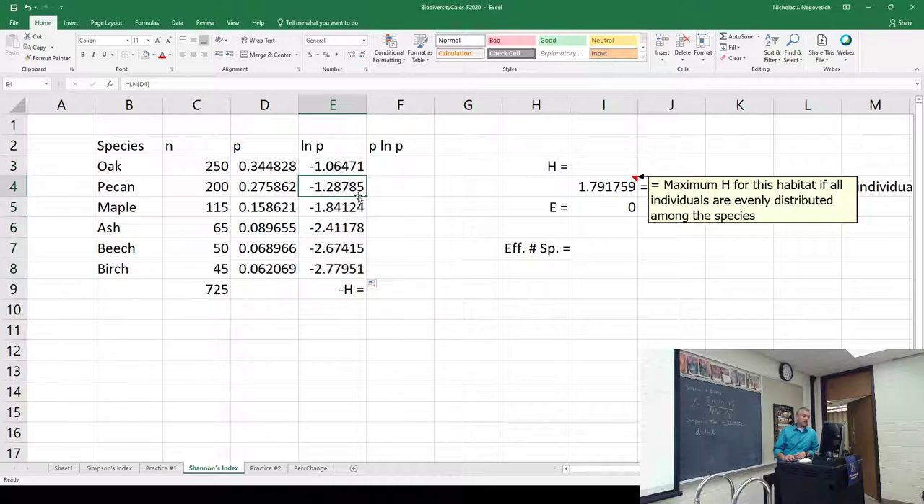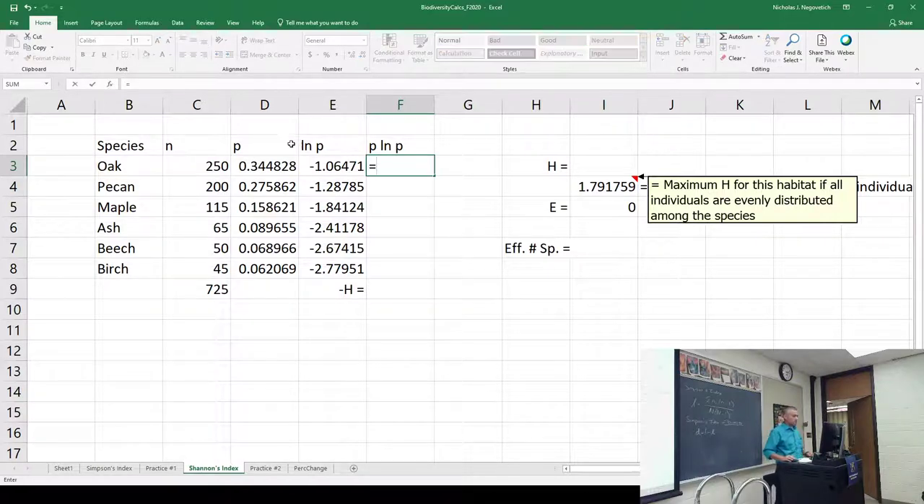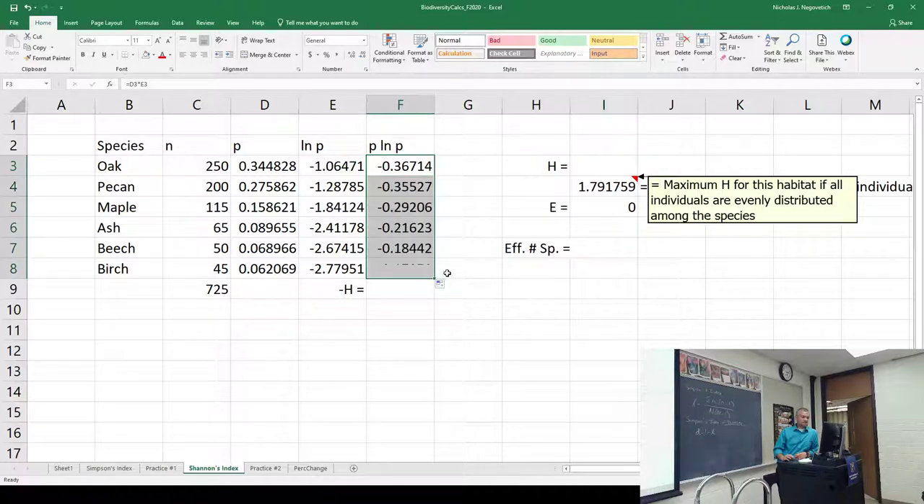All right, so I fill that in. No need to use a hard reference on this one. We already have our proportions. So we have our P, our proportion, and we have our natural log of P. Now we have to multiply across the row to get this P times natural log of P value. Should we get a negative? Yeah, we should. So I get 0.367, and then I'm going to drag and fill down the column. Now I've done this P times natural log of P for each species.